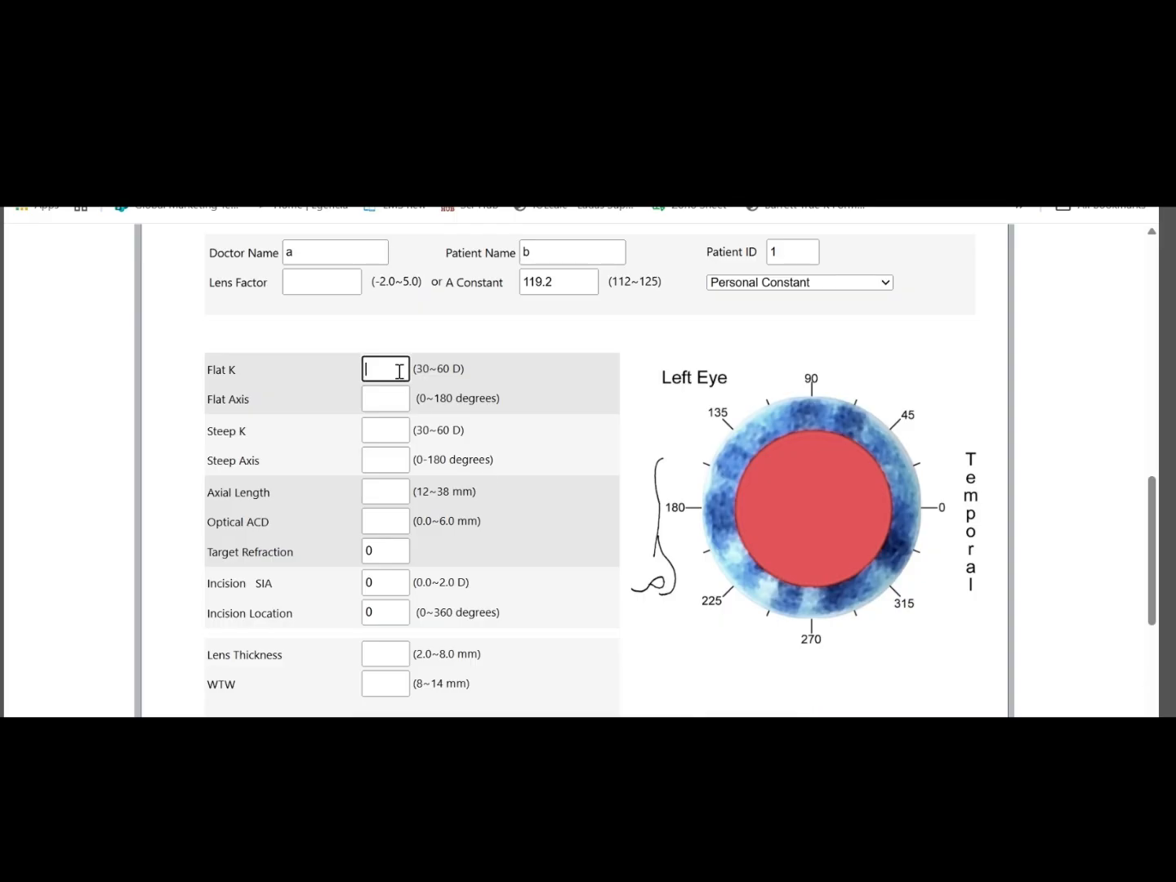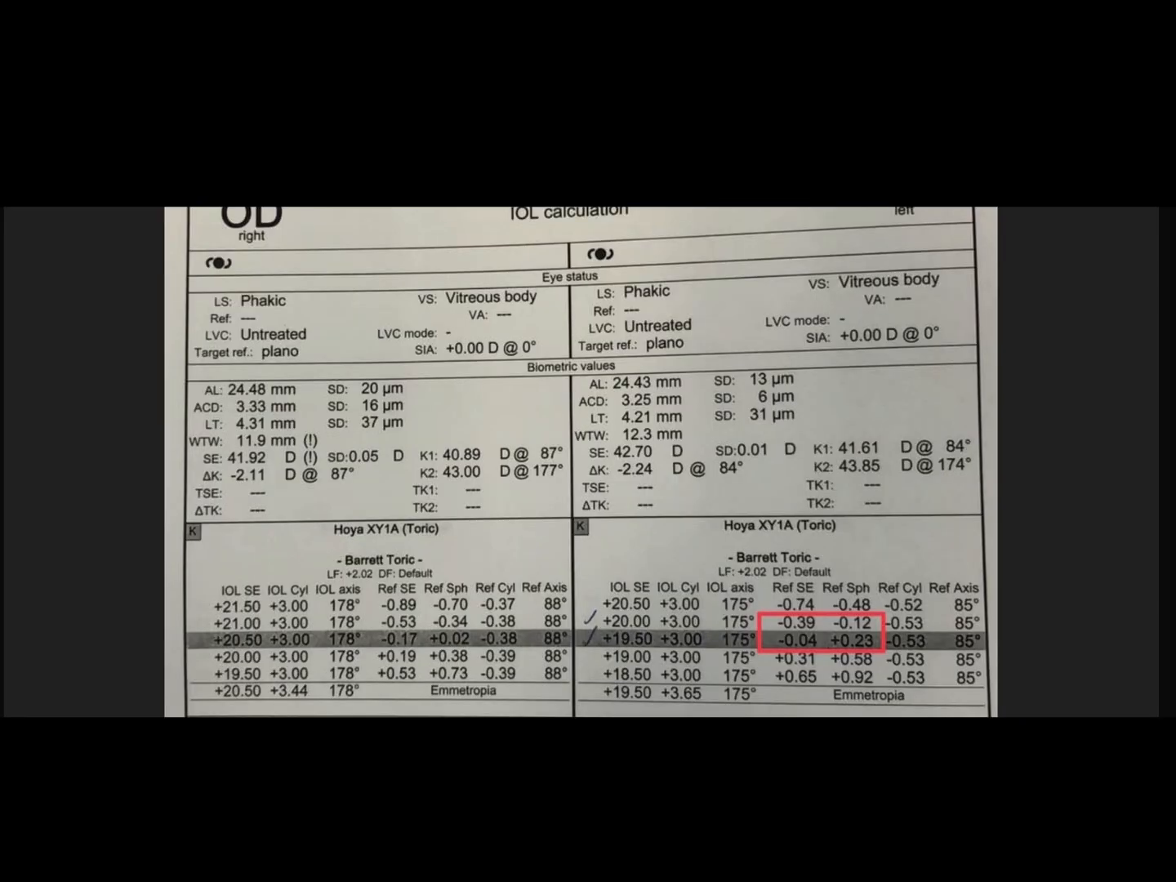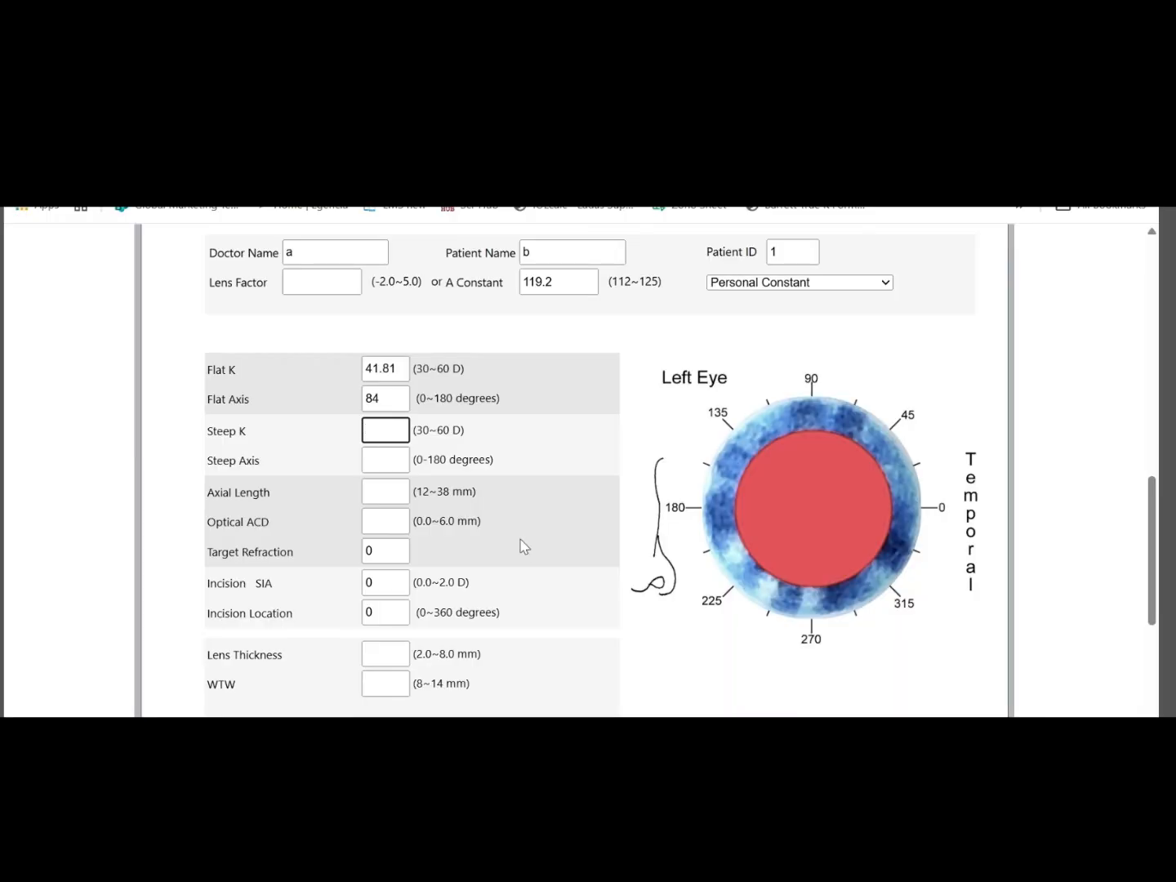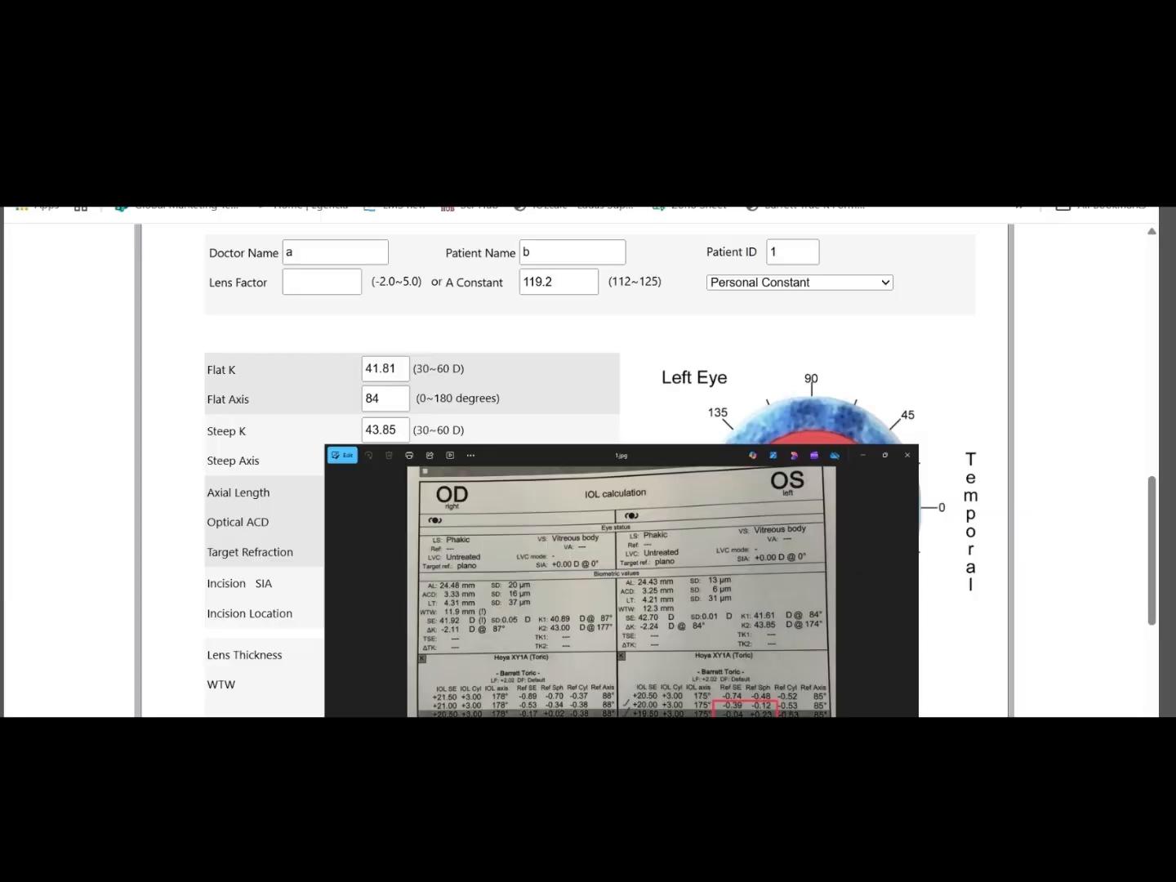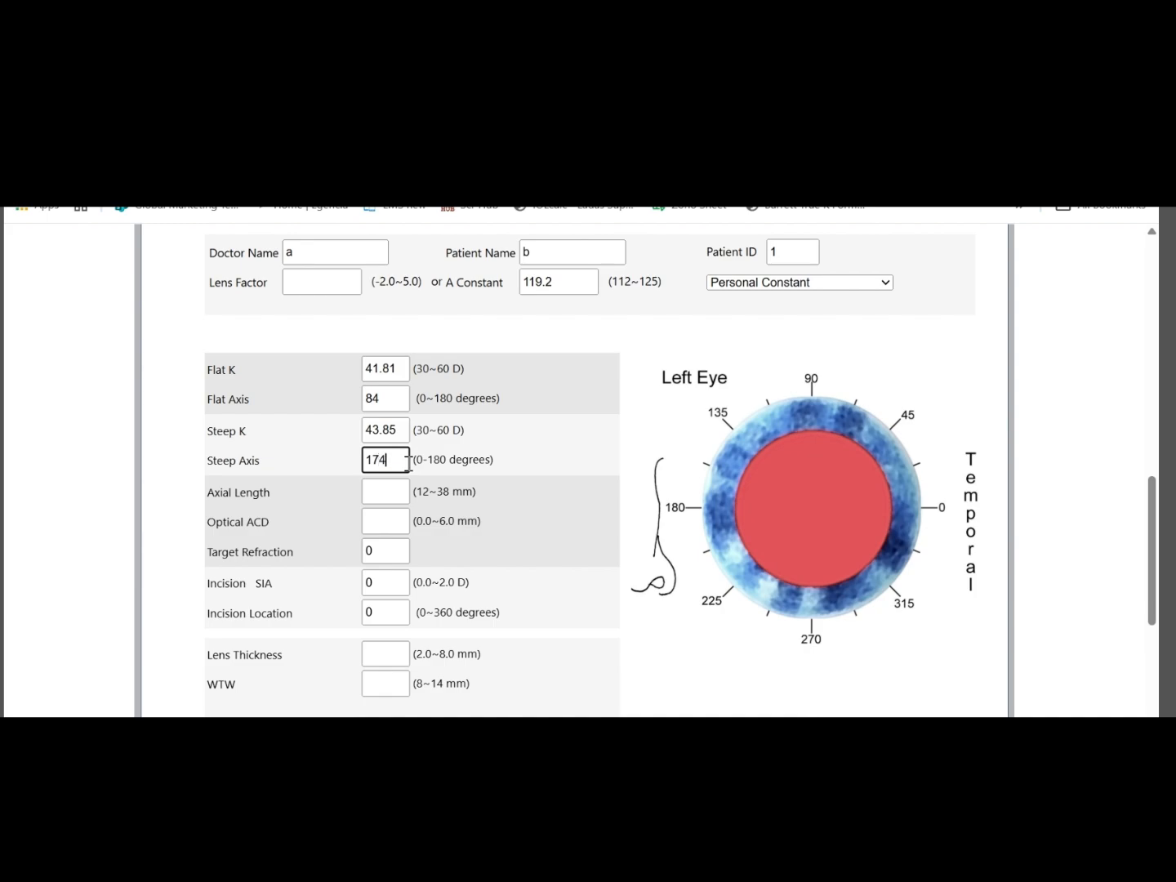So 41.61 is your flat meridian at 84 degrees, right? And the steep meridian, how much is it? The steep meridian is 43.85 at 174 degrees, right? It has to be 90 degrees away. And what is the axial length?